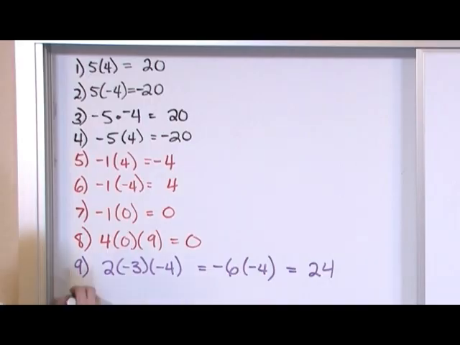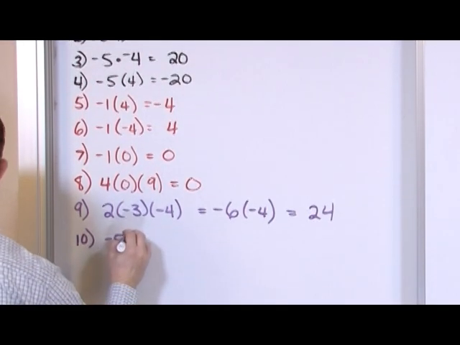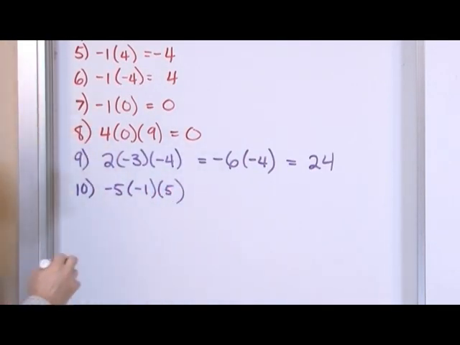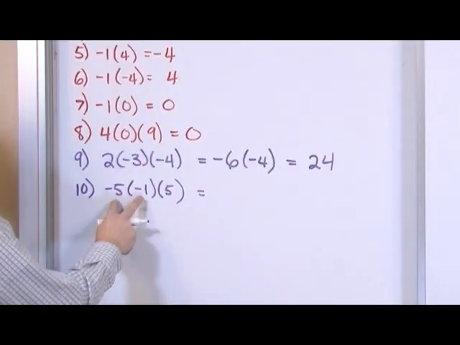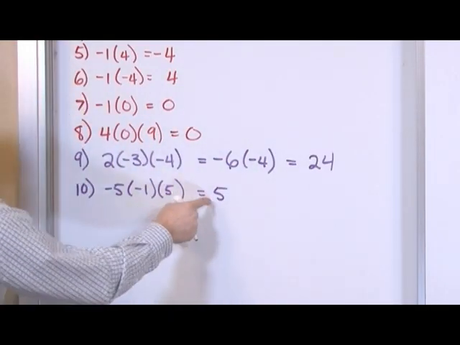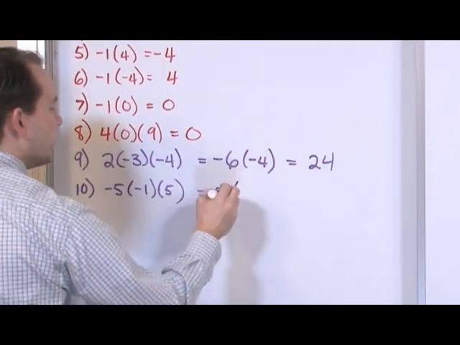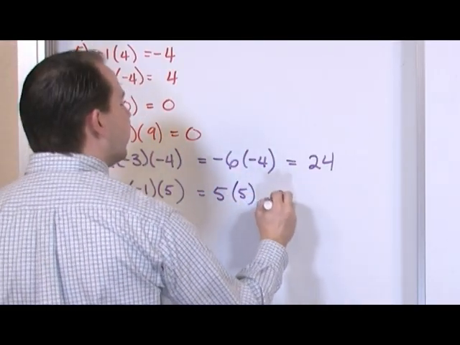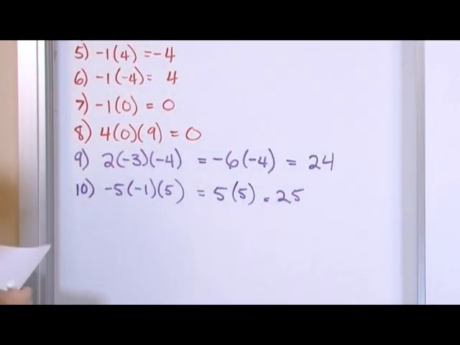Okay? Now let's say number 10 is negative 5 times negative 1 times 5. Same sort of thing. What I want you to do is multiply these two first. 1 times 5 is 5, and negative times negative gives us positive. But don't forget, we still have to multiply this by this 5. We haven't done that yet. And then 5 times 5 is, of course, 25. So the answer is a positive 25.